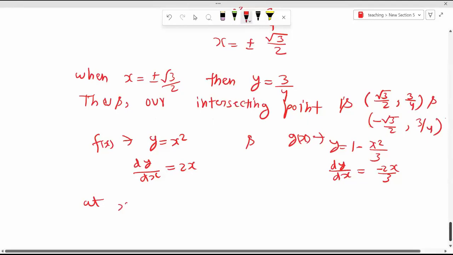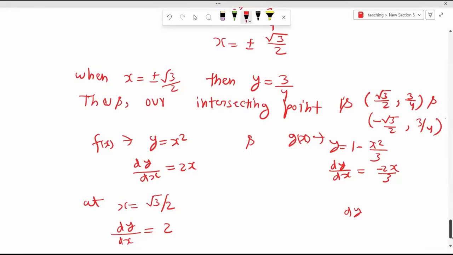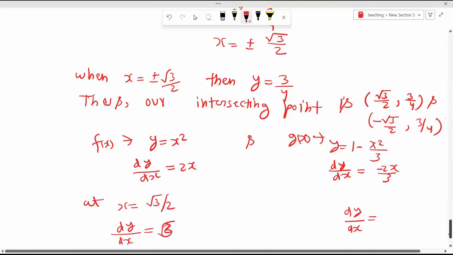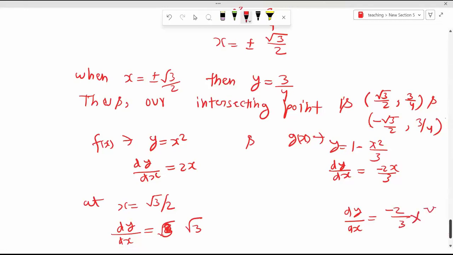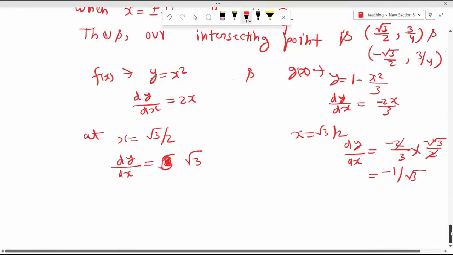So at x is equal to root 3 by 2, dy by dx is 2 times root 3 by 2, so we get root 3. And for the other, dy by dx is minus 2 by 3 into x; we put x is equal to root 3 by 2 in both equations. So here we get root 3 by 2, we cancel the 2s, and we get minus 1 by root 3. Now we have dy by dx root 3 and dy by dx minus 1 by root 3.